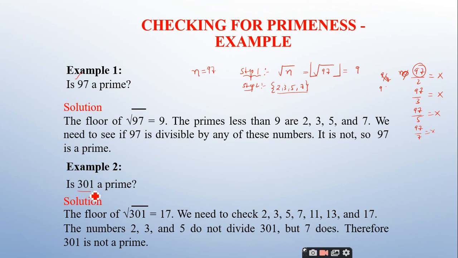So let us see what happens in 301. What is square root of 301? 17. So that is step 1. In step 2, you have to list out all the primes that are less than 17. So there are 2, 3, 5, 7, 11, 13 and 17. Now you start dividing this 301 by 2, right? Not divisible. 301 by 3, not divisible. 301 by 5, not divisible. 301 by 7, right? 7 4s are 28, 7 3s are 21. Therefore it is divisible. Therefore 301 is divisible by one prime, that is 7, which is less than square root of 301, right? So this 301 is not a prime.